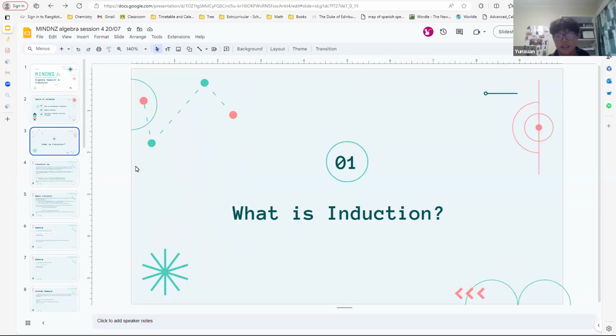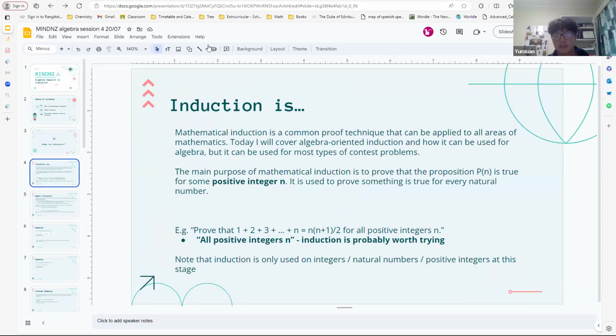So what is induction? Ash, can you present this? Yeah, so mathematical induction is a common proof technique that can be applied to all areas of mathematics. Today we will cover algebra-oriented induction and how it can be used for algebra, but it can be used for most types of contest problems.